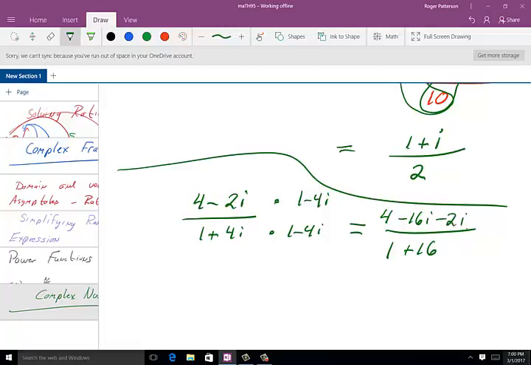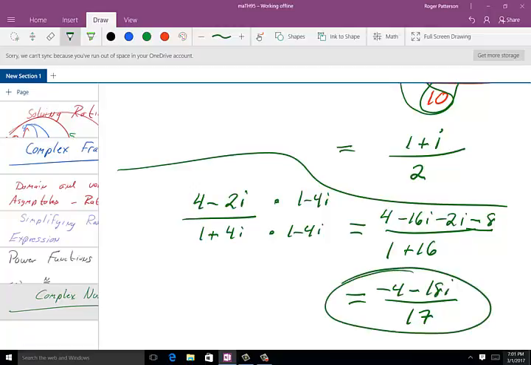Minus 2i. Plus 8i squared. But that really means we're going to have a negative 8. So yes, it's a plus 8i squared, but that changes it to a negative 8. So I got 17 on the bottom. And what do we get on the top? Negative 4 minus 18i. I can't reduce anything there, so it's done.